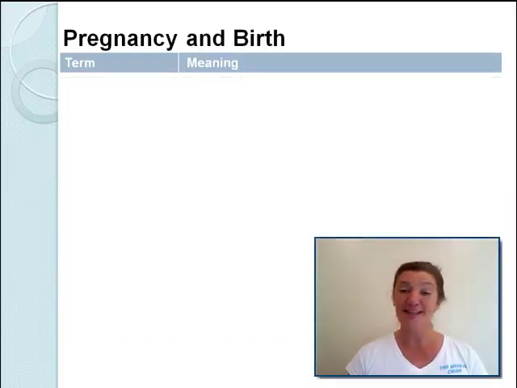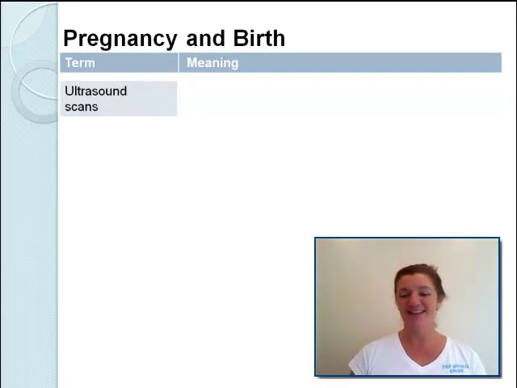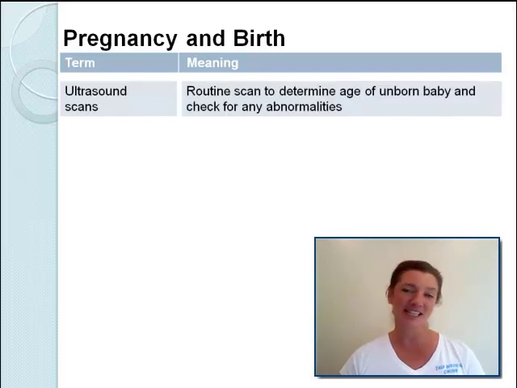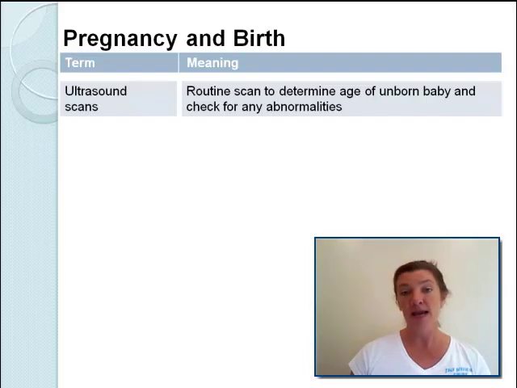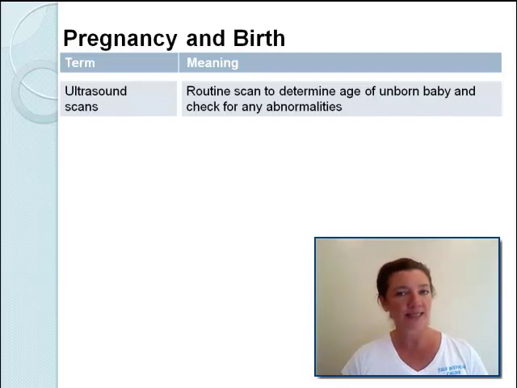Terms associated with pregnancy and birth continued. Ultrasound scans. Well, I showed you a couple of my son, and these are routine scans done to determine the age of an unborn baby and also to check for any abnormalities.